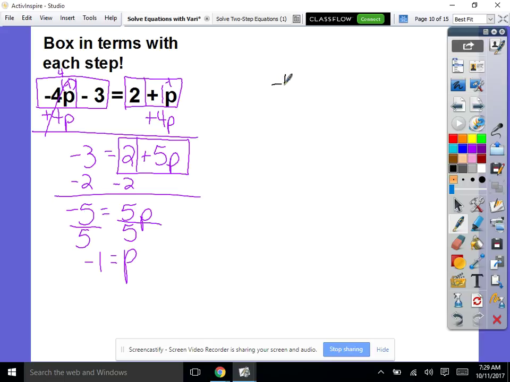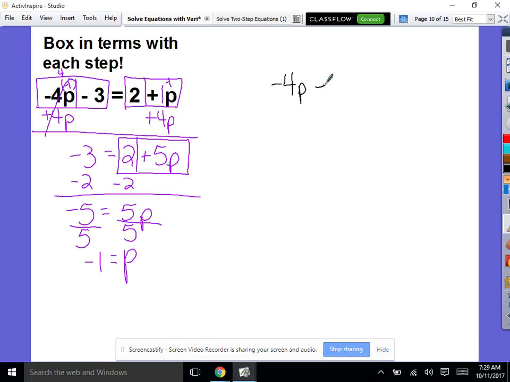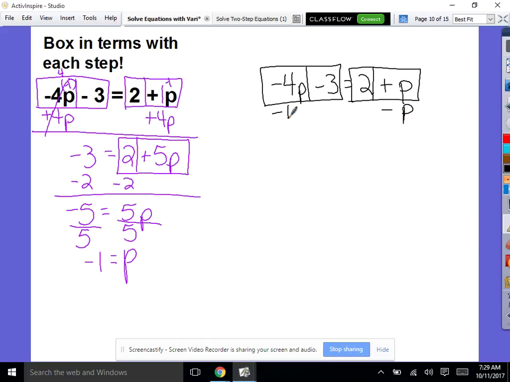I'm going to rewrite this equation to show you that it does not matter which variable you eliminate. So let's say you want to minus p. It's the same thing as minus 1p.